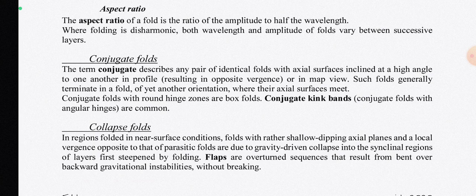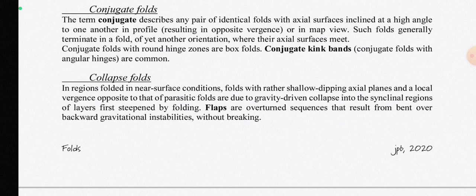Now, conjugate folds. The term conjugate describes any pair of identical folds with axial surfaces inclined at a high angle to one another in profile, resulting in opposite vergence or in map view. Such folds generally terminate in a fold of yet another orientation where their axial surfaces meet. Conjugate folds with round hinge zones are box folds. Conjugate kink bands, conjugate folds with angular hinges, are common.